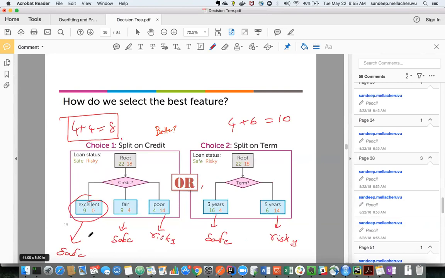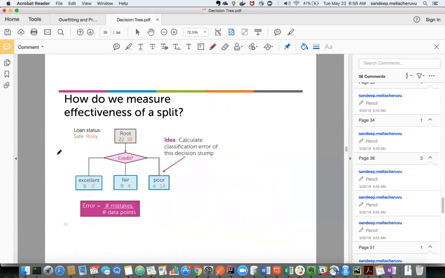So here it is 0, 4 and 4. These are the number of mistakes you do on each branch. Overall, you're doing 8 mistakes for this split. And here you're doing 10 mistakes, because here you're doing 4 mistakes and 6 mistakes, 4 plus 6. Any questions here? Okay. I'm clear, Sandeep. Okay.